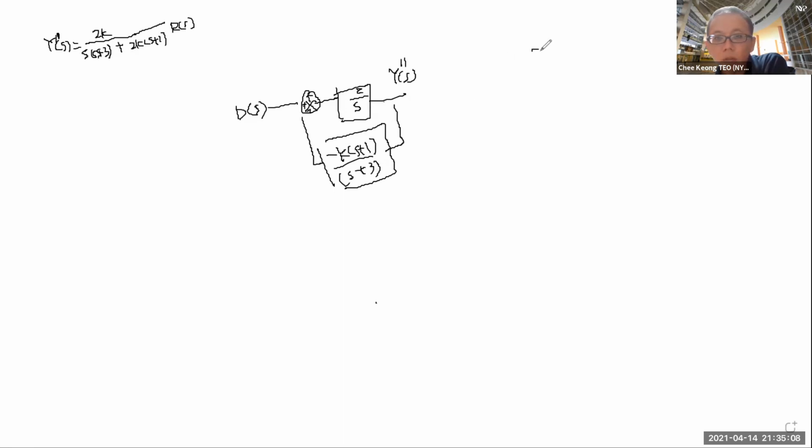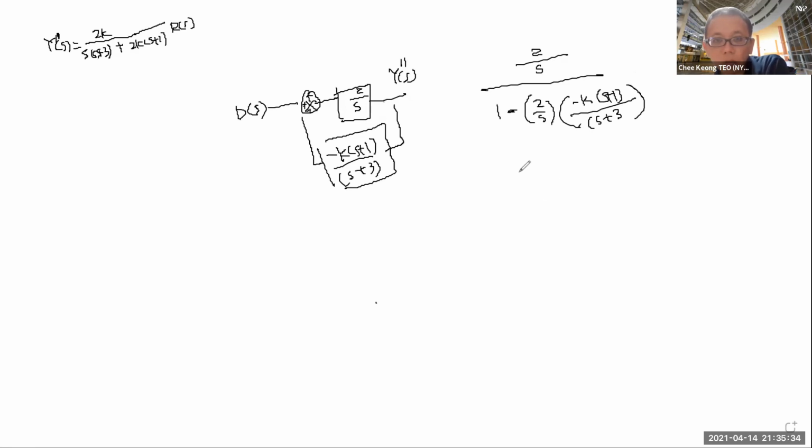Now, so it's G over 1 minus GH. G is 2 over S. Because it's a positive feedback, plus becomes minus, right? And then, of course, your G is again 2 over S. H is slightly complicated. It's minus K(S plus 1) over S plus 3, right?